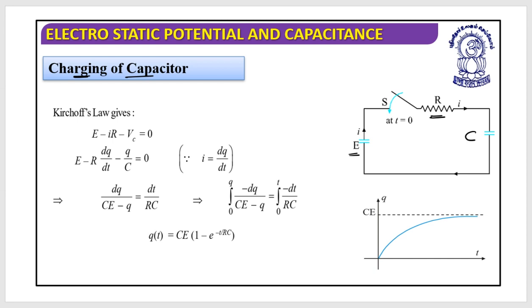When I say switch, I generally mean two states. One is switch open, that means the circuit is not connected, and the other is when the circuit is connected, which is switch closed. At the initial state, the switch is open, and then I am about to close it. That means at t equals 0, I am going to close the switch.